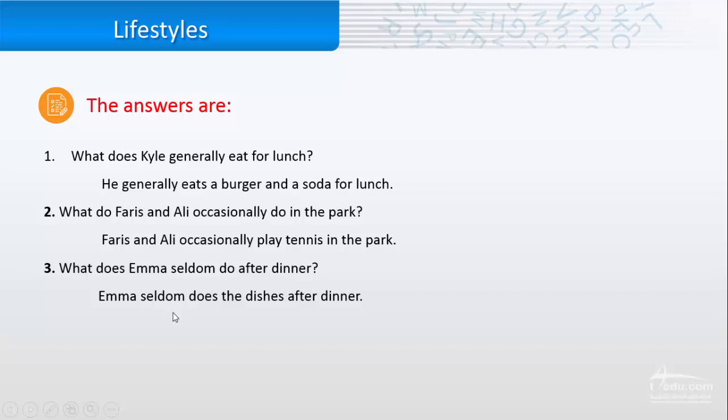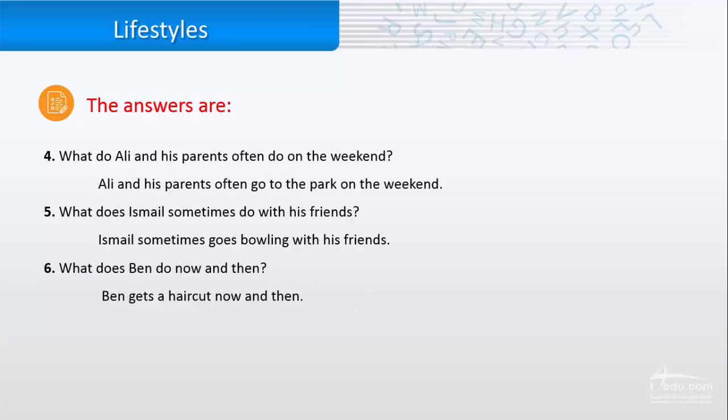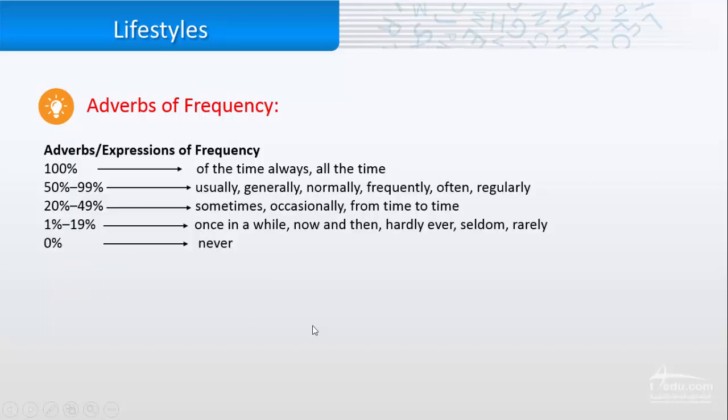What does Emma seldom do after dinner? Emma seldom does the dishes after dinner. Four. What do Ali and his parents often do on the weekend? Ali and his parents often go to the park on the weekend. Five. What does Ismail sometimes do with his friends? Ismail sometimes goes bowling with his friends. Number six. What does Ben do now and then? Ben gets a haircut now and then.